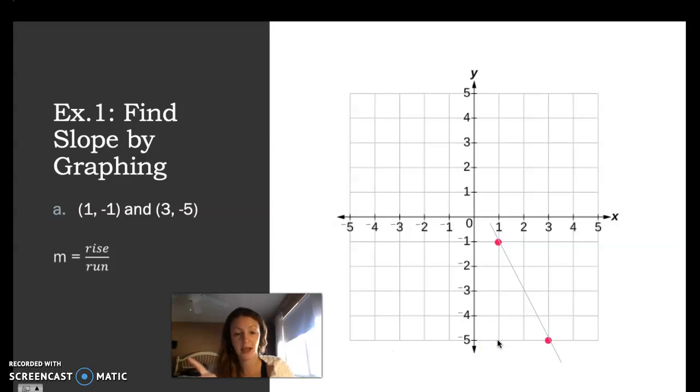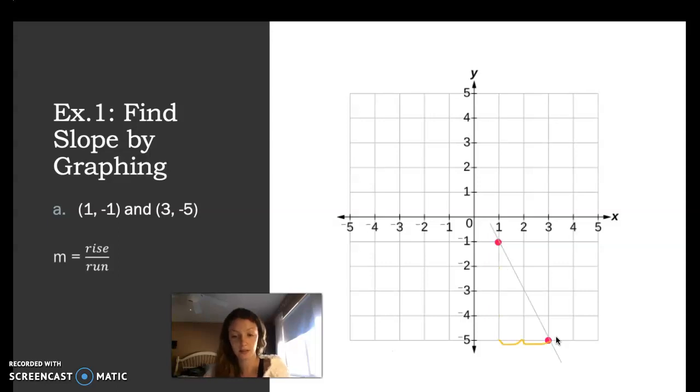Now, here's the catch. Am I counting upwards or downwards? Good job! I'm sure you all figured out that it's downwards. We're moving down. So instead of listing my rise as a 4, I'm going to list it as a -4. Next, I'm going to count how many units I move from side to side to get from one point to another. So if I start here, which is where I ended up when I was counting, I'm going to move over 1, 2. So my run is a +2 because I'm moving from left to right.